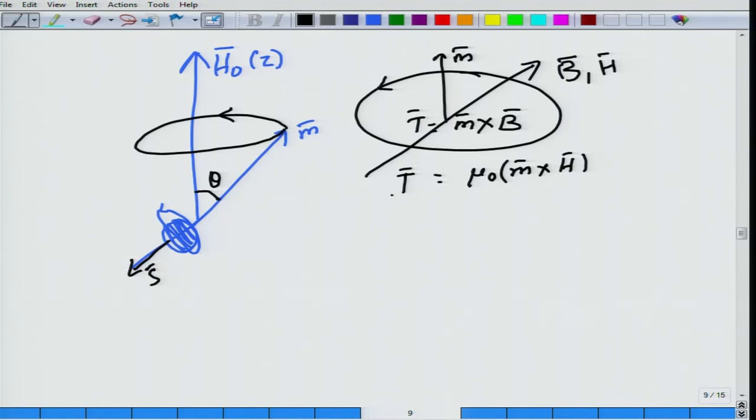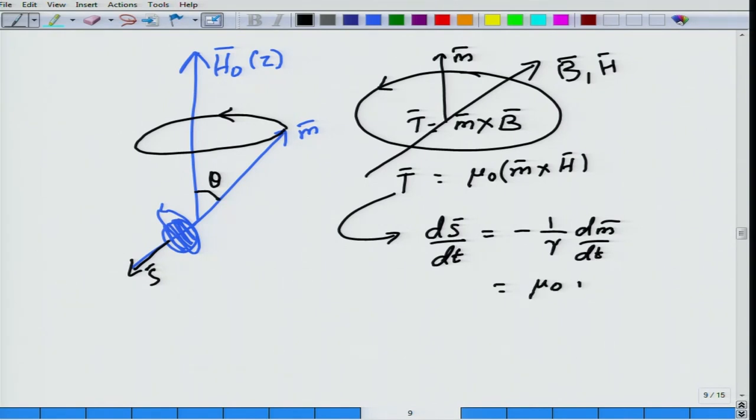But classical mechanics tells us that torque is nothing but the rate of change of the angular momentum. So you have dS/dt, the rate of change of the spin angular momentum, which will be equal to the torque that the electron is experiencing. If you now substitute for S as m/γ with an appropriate sign of minus, you will see that this is given by -1/γ dm/dt. Obviously, this must then be equal to μ₀ m cross H. So you have a simple equation: dm/dt, where m is the magnetic moment vector, equals -γ μ₀ m cross H.